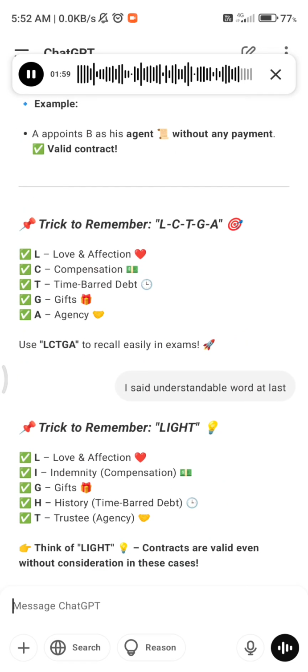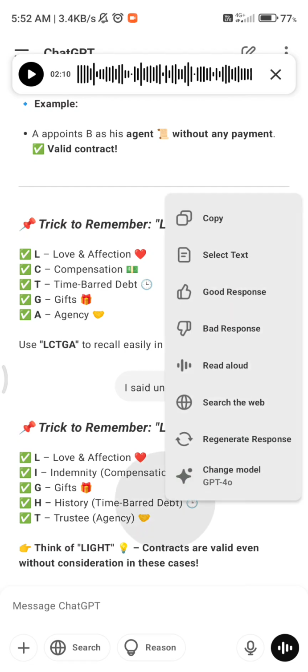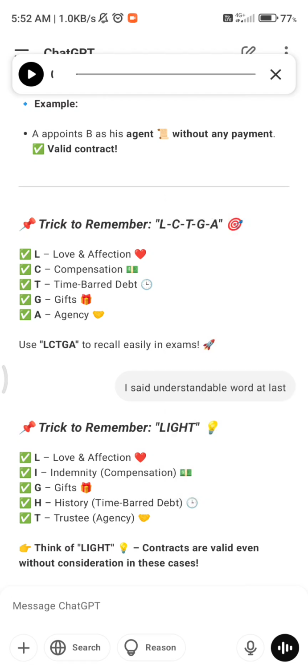Trick to remember, LCTGA. L, love and affection. C, compensation. T, time-barred debt. G, gifts. A, agency. Use LCTGA to recall easily in exams. Another trick to remember: Light. L, love and affection. Indemnity. G, gifts. H, history hisses. T, trustee. Think of light. Contracts are valid even without consideration in these cases.